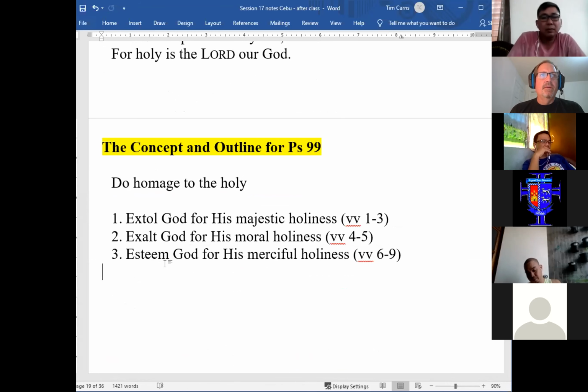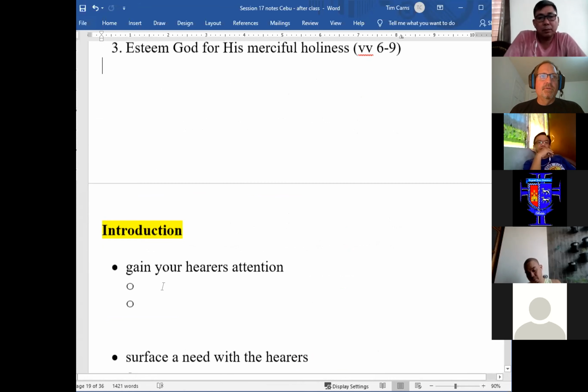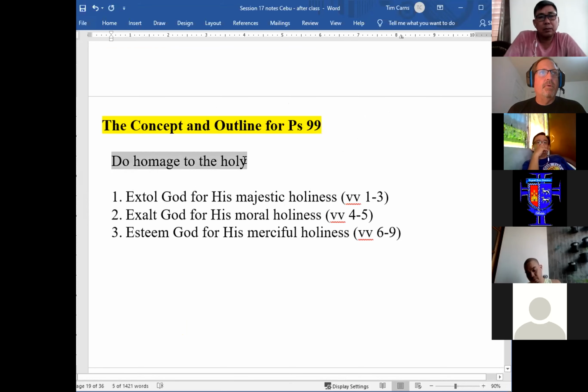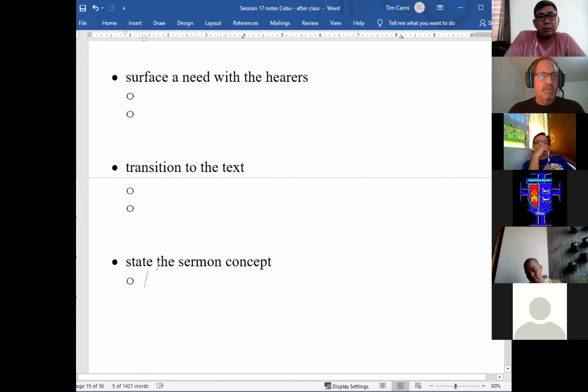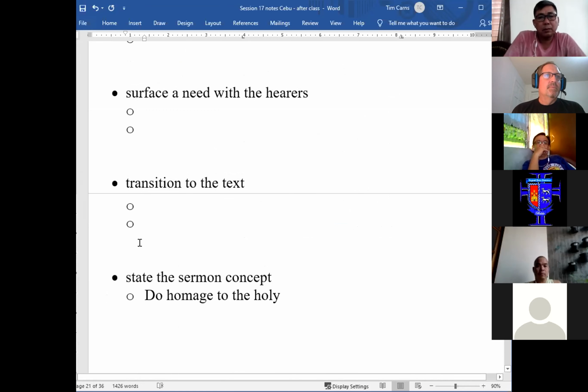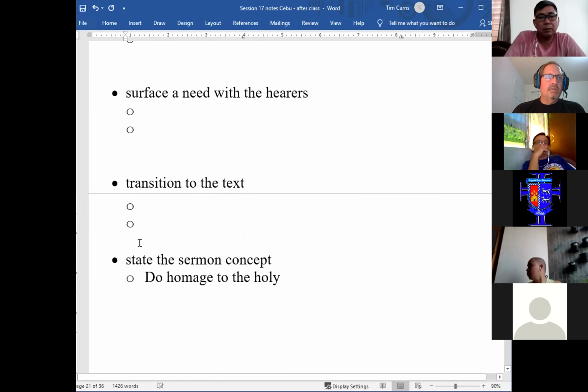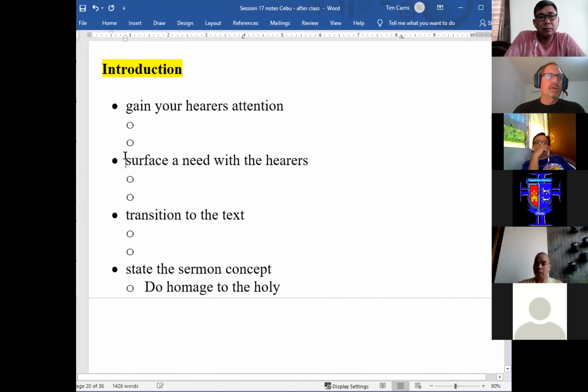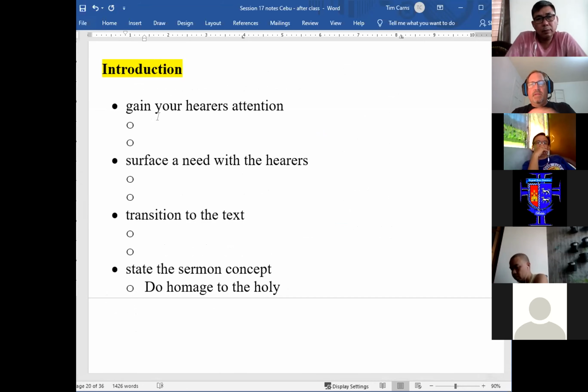So now what we want to do, we're going to develop the sermon draft. So we're going to first do the introduction, just like we did for 1 Corinthians 13. And now the sermon concept, this is the main point we came up with: do homage to the holy. So I'm going to put that in. We already have that one. But now I want to come up with some ideas for these other parts of the introduction. All right. So the topic here is to worship and exalt God because he is holy. That's the general theme of the message, the psalm is holiness.